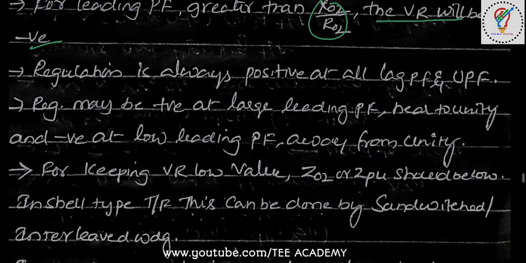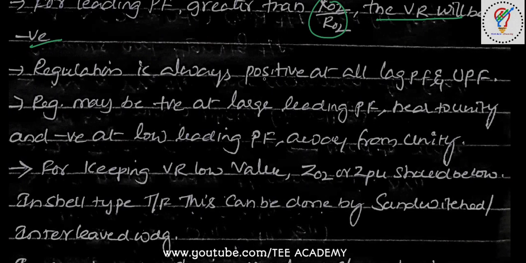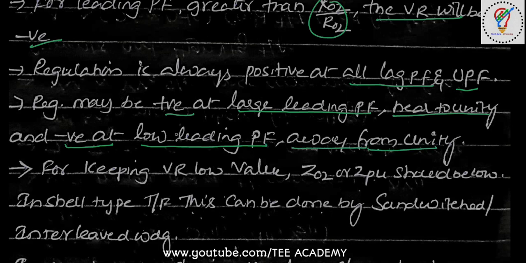Now, the following parts are very important. Regulation will be positive at all the lagging power factors and UPF. Regulation may be positive at large leading power factors nearer to unity, and negative at lower leading power factors away from unity. So what's the meaning of this? Regulation is positive at all lagging power factors. Regulation may be positive at large leading power factor nearer to unity, and regulation will be negative at low leading power factor away from unity. So this point is important.